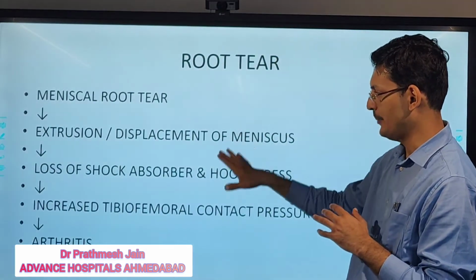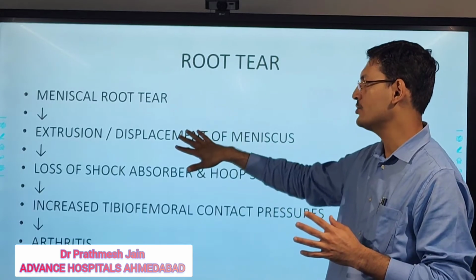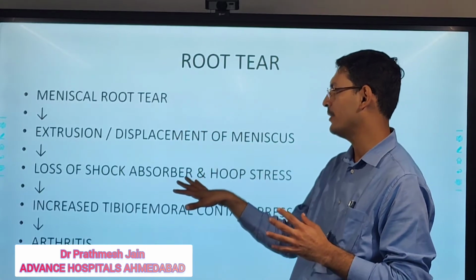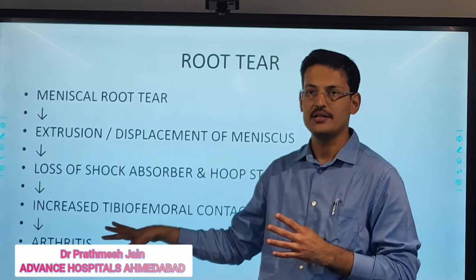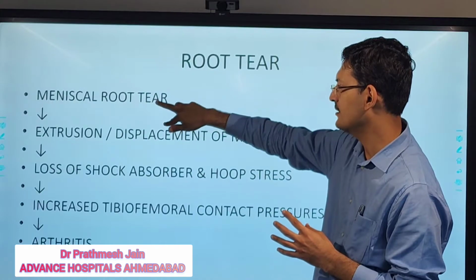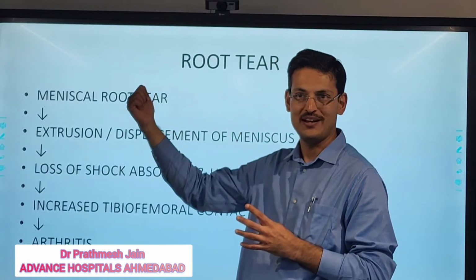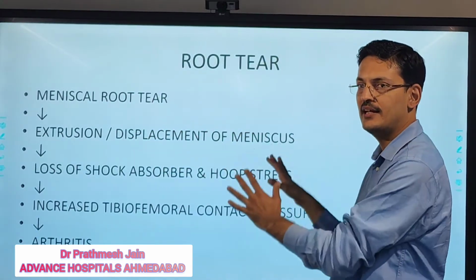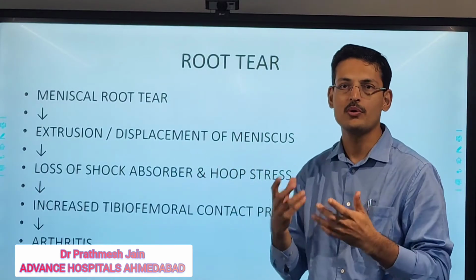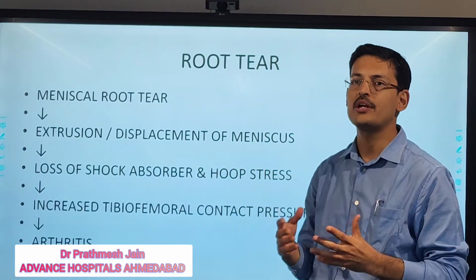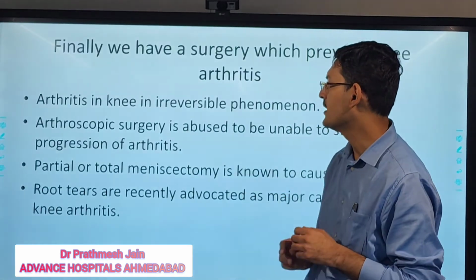So this is basically the pathophysiology. This is debated, but usually a root tear will lead to extrusion, which leads to a loss of shock absorbing forces, which leads to increased tibiofemoral contact pressure, leading to arthritis. Some people put this the reverse way: an extrusion can lead to a secondary root tear, but that doesn't matter. Basically, this pathology itself is a poor prognostic factor for the progression of osteoarthritis in a particular knee, specifically on the medial side.